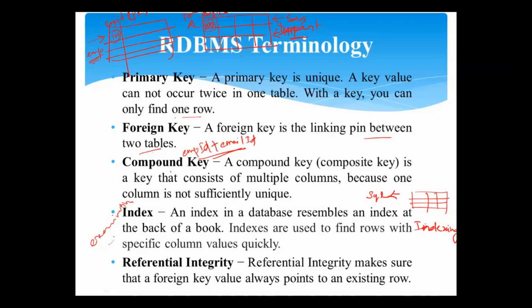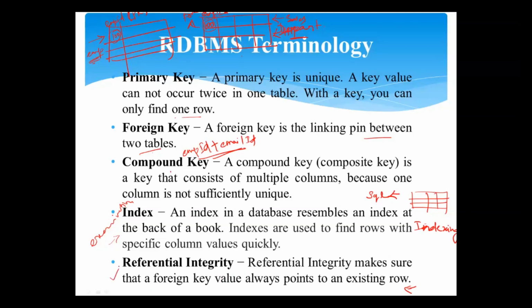This I will also discuss more. Since today is an introductory section, don't worry about it. We will understand each and every concept clearly later on, and we will do exercises also. And referential integrity makes sure that a foreign key value always points to an existing key. When you are trying to delete any information, make sure that a foreign key value always points to the primary key. This also I will explain a little later on.